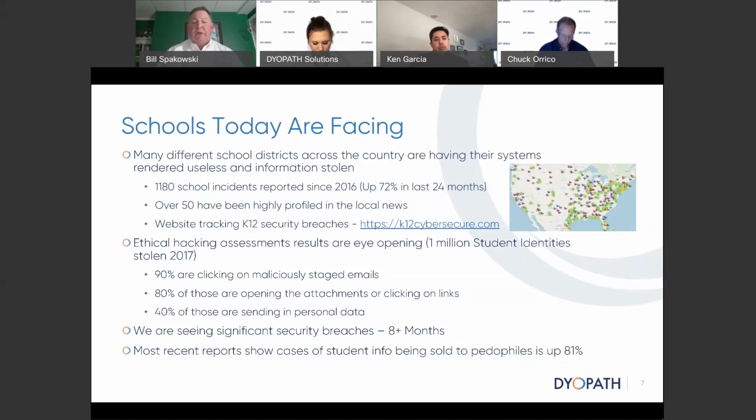We've seen security breaches go up in the past 8 months, and a lot of it due to COVID. We noticed that there's a lot of student information being sold and predators getting it. That is up 81% since last March. Some of the cause of that is that 70% of the households in the United States have at least one child that is doing online gaming.